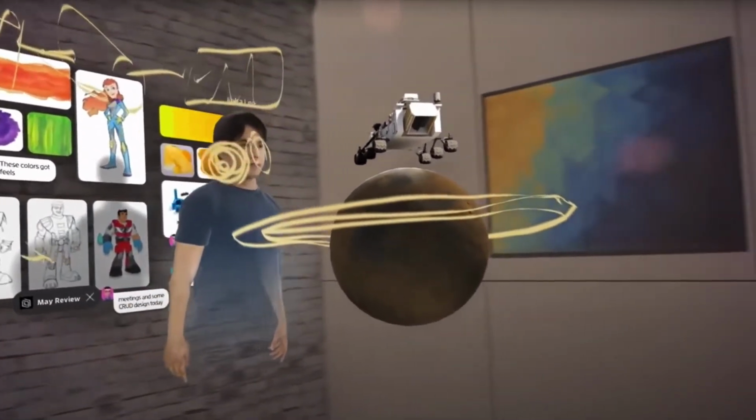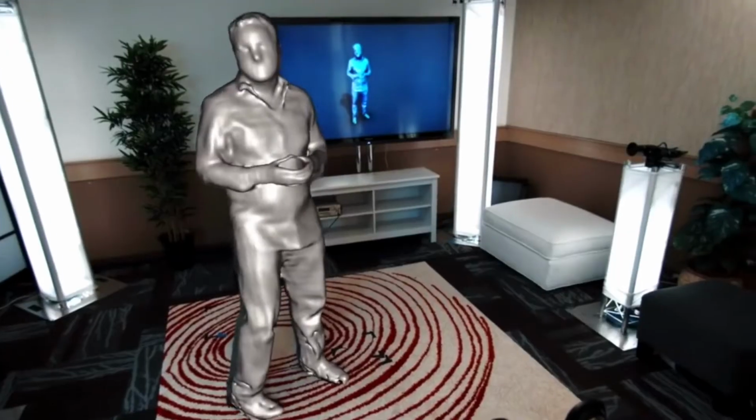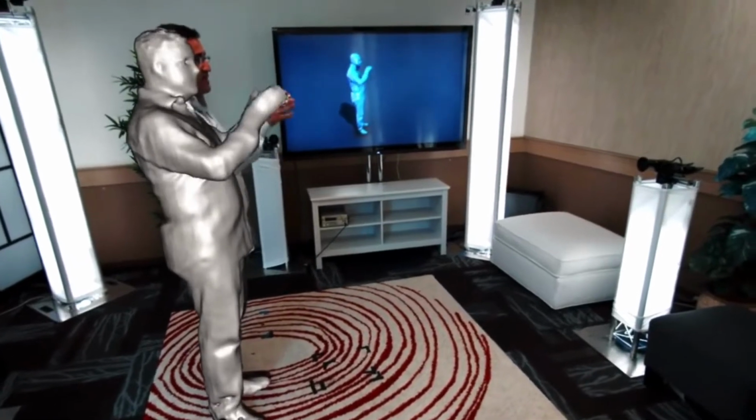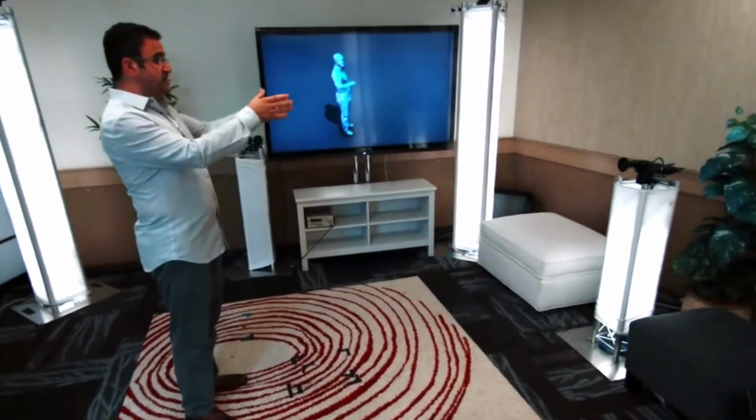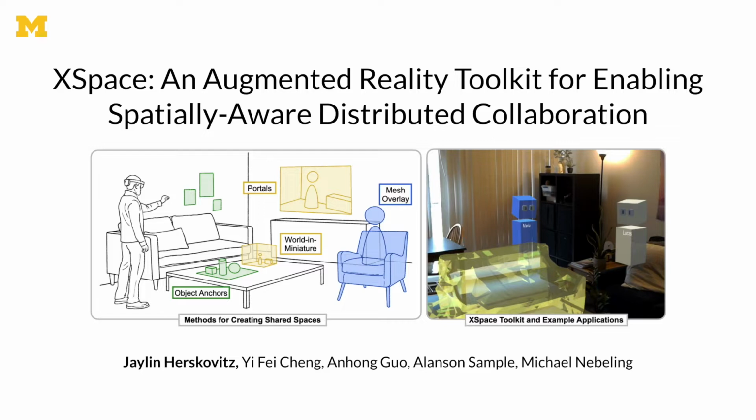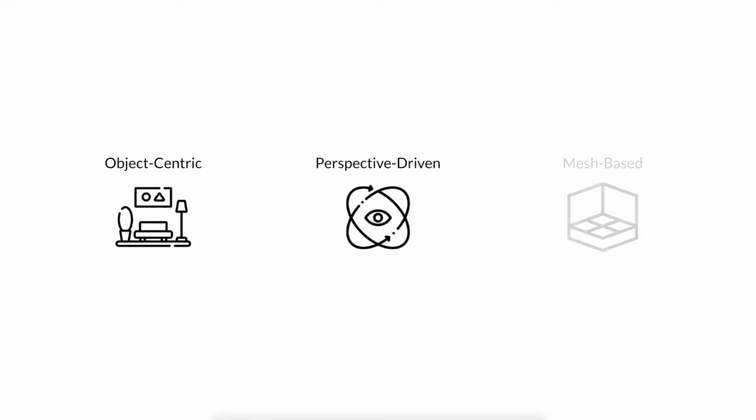However, while a variety of work has introduced innovative sharing techniques to create rich, distributed AR applications, such applications still remain difficult to create. In this work, we present XSpace, a toolkit for creating spatially aware AR applications for distributed collaboration. Through a review of prior work, we first identify 3 main methods for creating shared virtual spaces, each emphasizing a different concern to spatially align separate user environments.